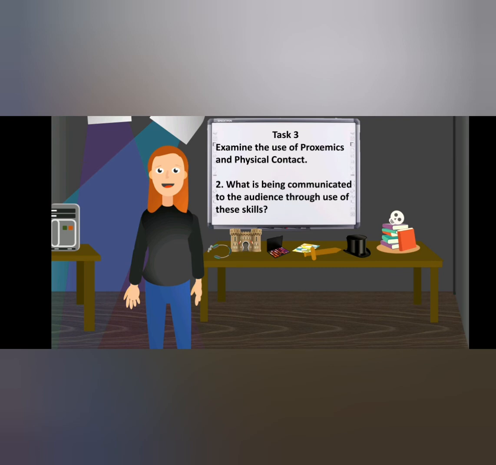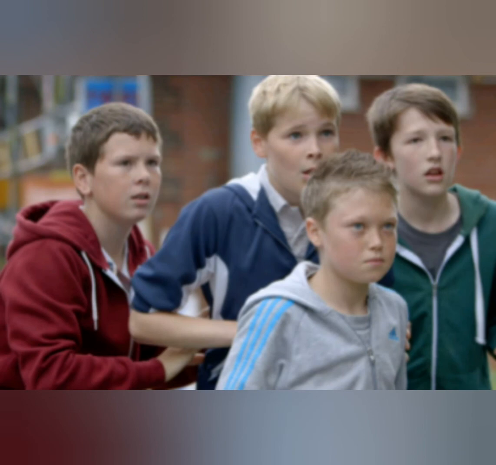Now write what you think is being communicated to the audience through the use of these skills. How do you think the boys are feeling? Here is the image again for you to look at while you are writing down your answers. You may wish to pause the video so you can see exactly how the proxemics and physical contact are being used.